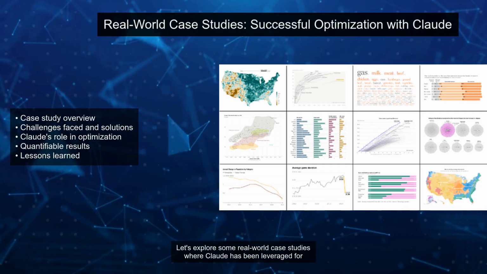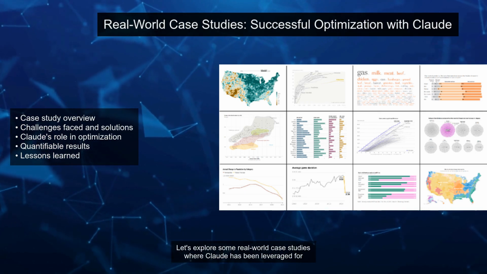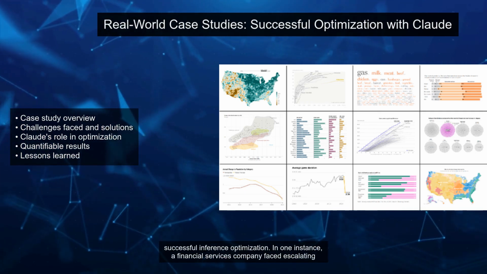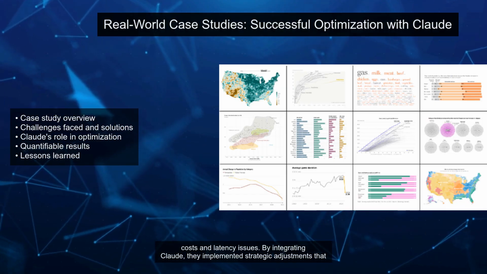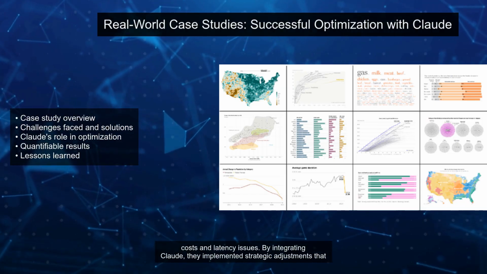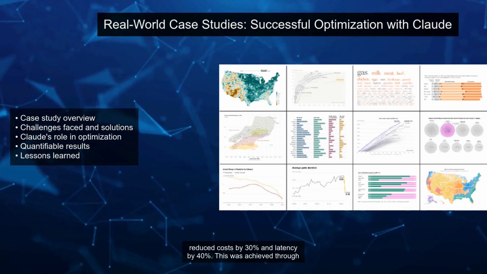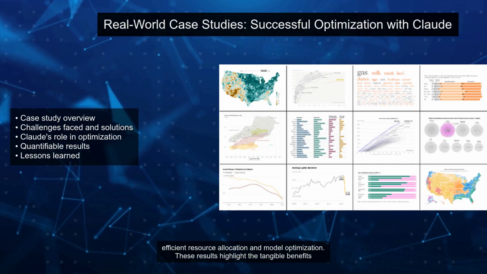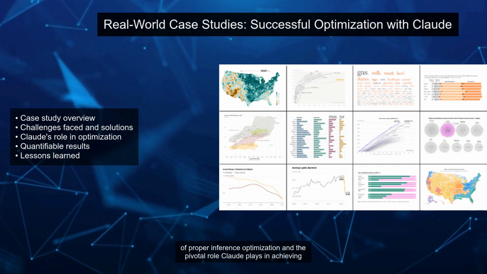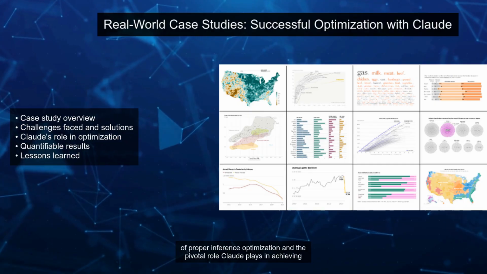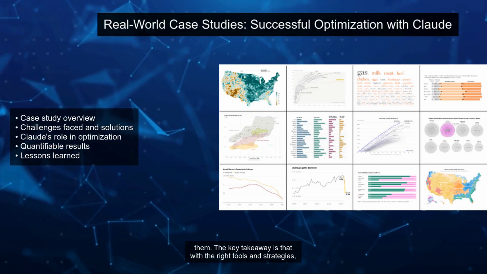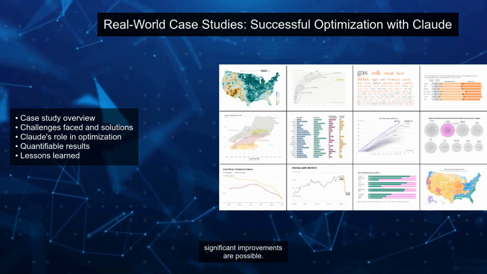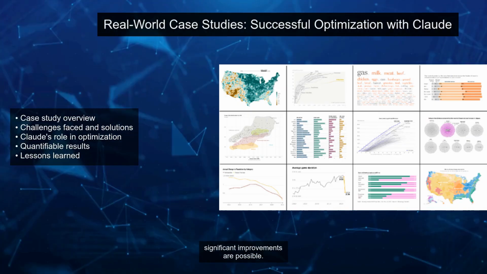Let's explore some real-world case studies where Claude has been leveraged for successful inference optimization. In one instance, a financial services company faced escalating costs and latency issues. By integrating Claude, they implemented strategic adjustments that reduced costs by 30% and latency by 40%. This was achieved through efficient resource allocation and model optimization. These results highlight the tangible benefits of proper inference optimization and the pivotal role Claude plays in achieving them. The key takeaway is that with the right tools and strategies, significant improvements are possible.